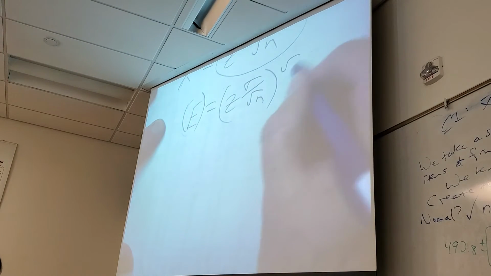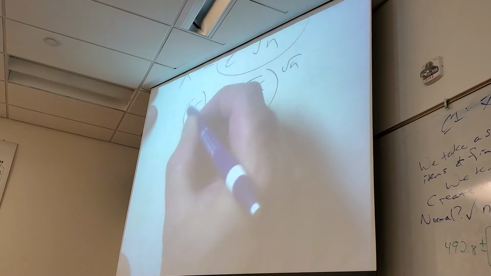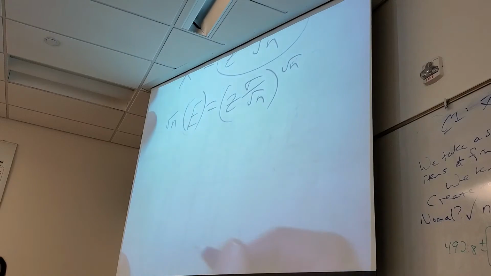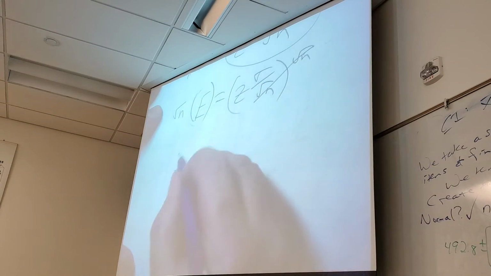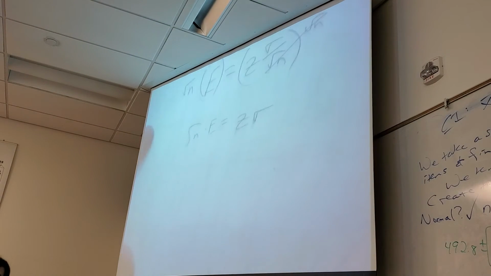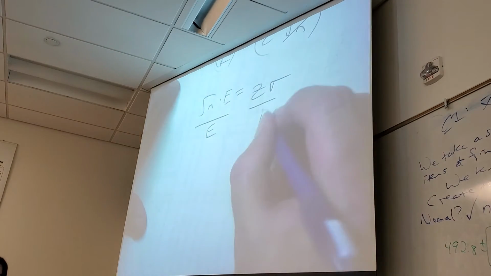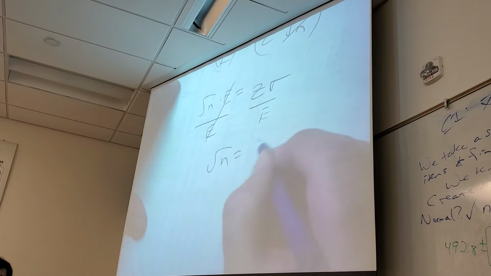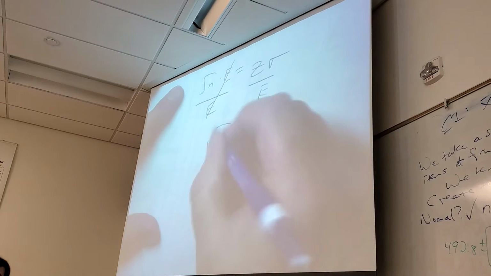Yeah, multiply by square root of n, because then these would cancel, right? One's on top, one's on the bottom. And on the other side, they show up now. So multiply both sides by rad n. And then two more steps and I'm done. Divide by e. Square both sides.